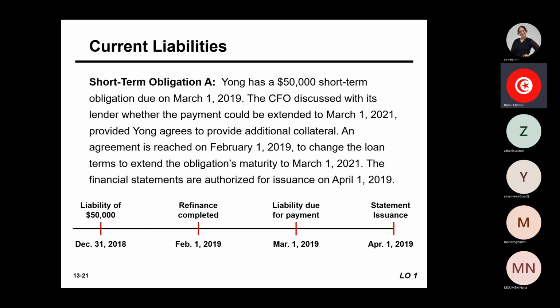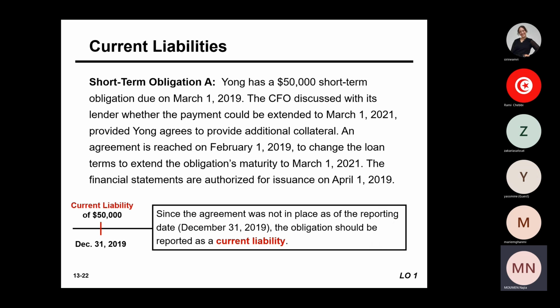Before the refinance or after? We are in December 31. Be careful, we are in December 31, 2018. At this level, we started the discussion, but we didn't yet reach the refinance agreement. The refinance agreement was reached, completed on February 1st, but the liability was due for payment in March, initially. And the financial statements will be issued on April 1st, so 2 months after the agreement was made.